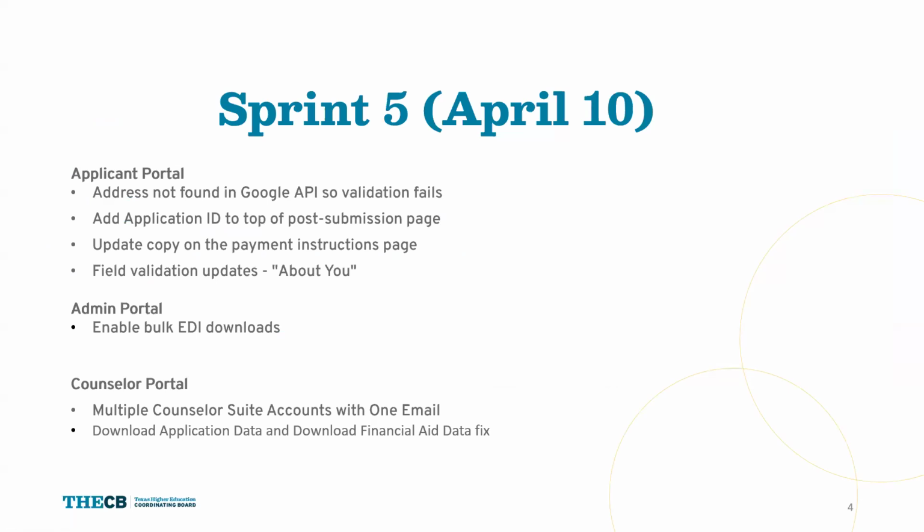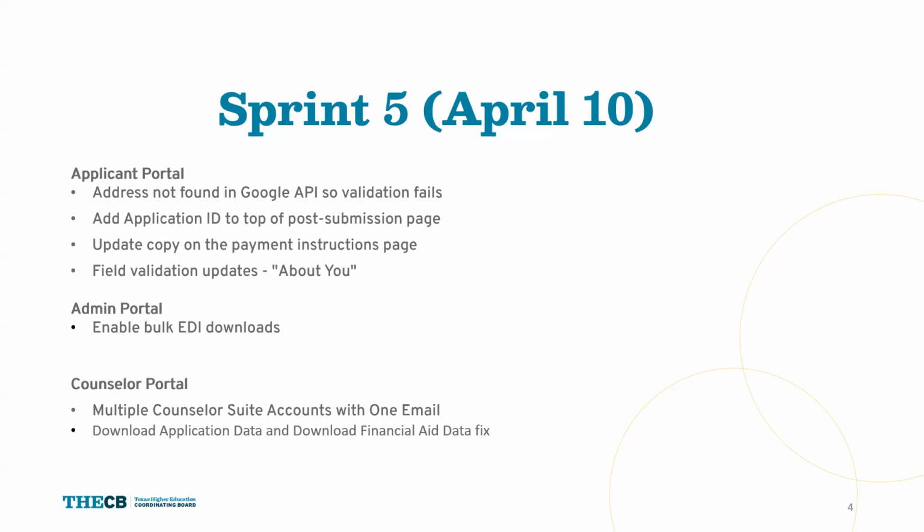So here are some of the key changes from Sprint 5, which was deployed on April 10. In the applicant portal, we added a manual entry fallback when the Google API cannot validate an address, ensuring applicants aren't blocked from proceeding. This improved accessibility for users with non-standard or recently established addresses. We're also now displaying the application ID at the top of the confirmation screen after submission to help applicants easily reference their submission when seeking support. This minimizes confusion and streamlines follow-up communication.